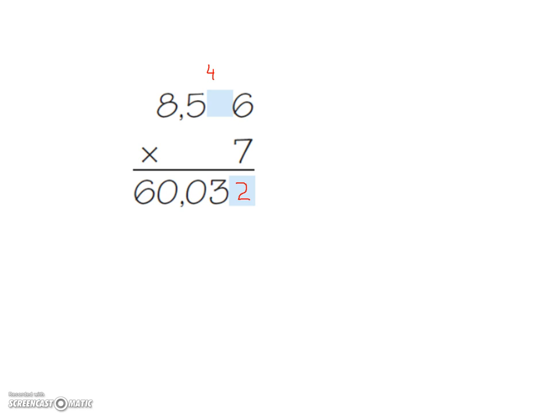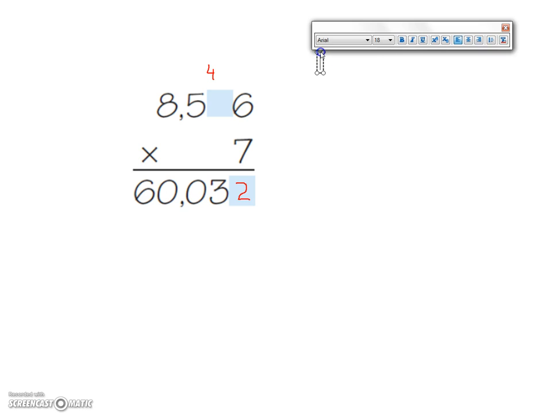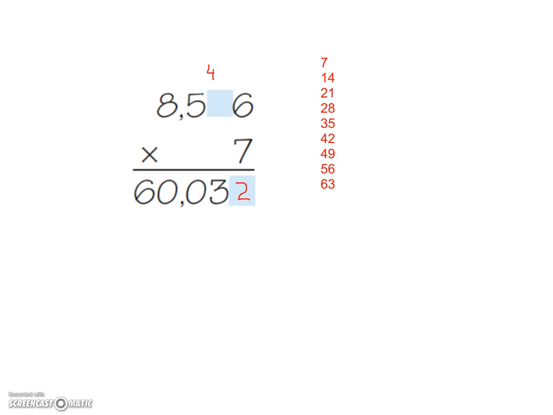So let's write out our 7s. 7 times 1 is 7. I'm just going to put the answers: 14, 21, 28, 35, 42, 49, 56, 63. There. So those are my 7s.